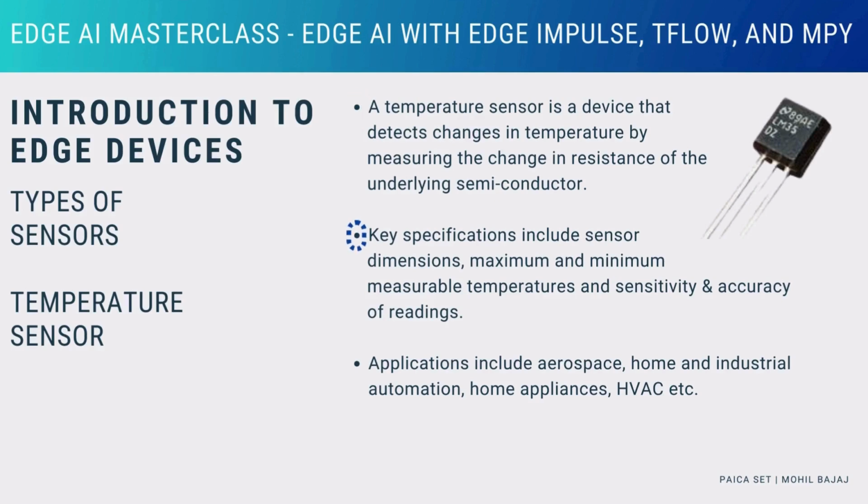When choosing a temperature sensor, there are a few key specifications to consider. These include minimum and maximum measurable temperatures, sensitivity, and accuracy. For example, if you were to try to use a room temperature sensor, which is built for temperatures, let's say from -5 to 45 degrees Celsius, for industrial applications where the temperature can go up to hundreds of degrees, it would be pretty useless, right?